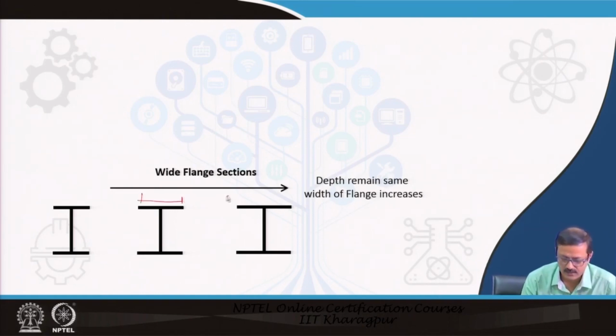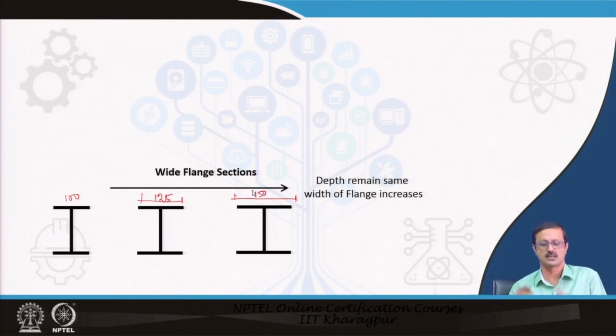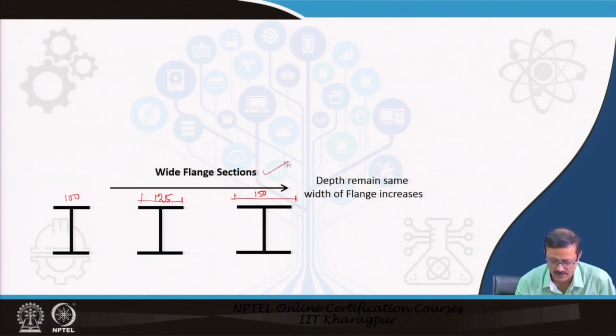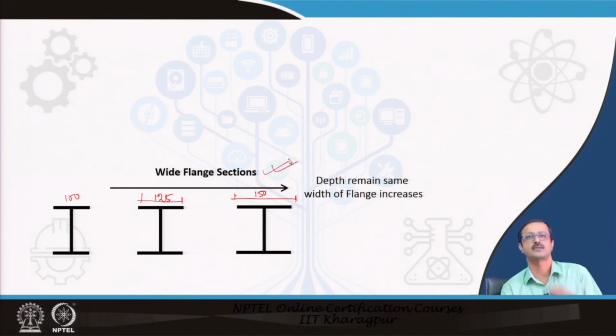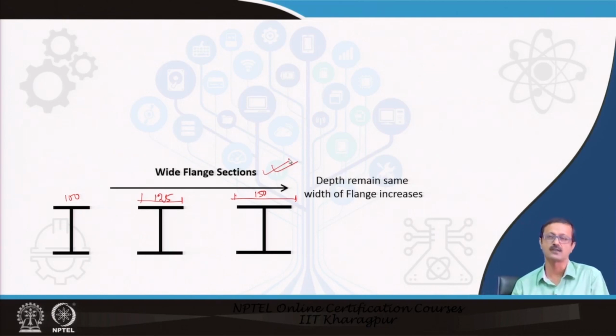The flange is increased. Suppose this is your 100, so this is maybe 125, this is maybe 150, something like that, this is increased. So the depth remains the same, the width of the flange is increased. This is called the wide flange section. So we require this kind of section sometimes to take care of heavy bending moments also.